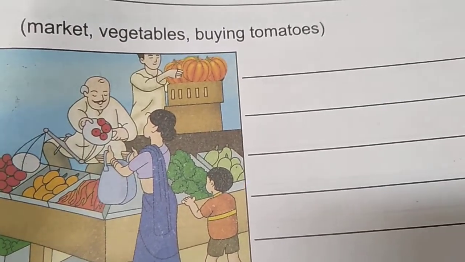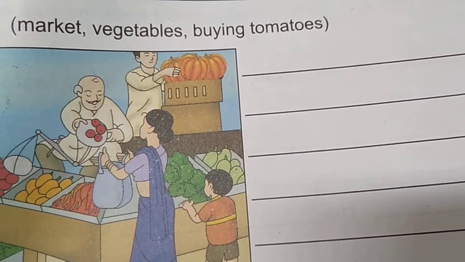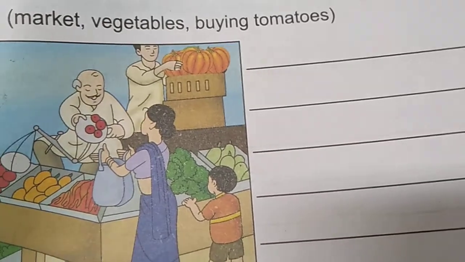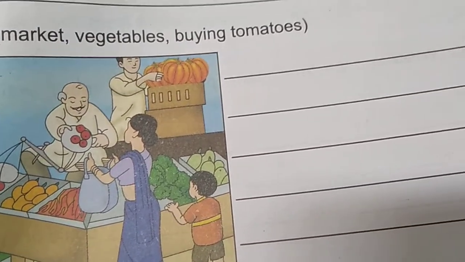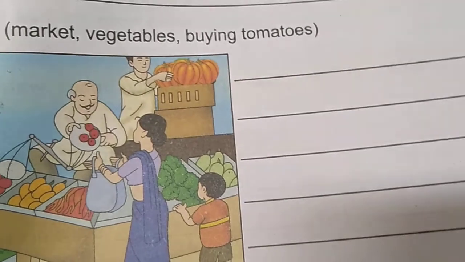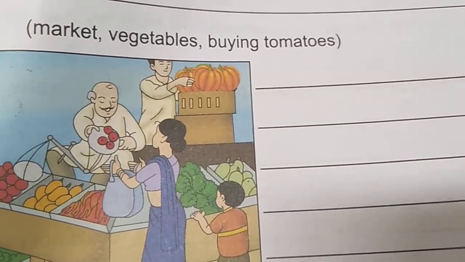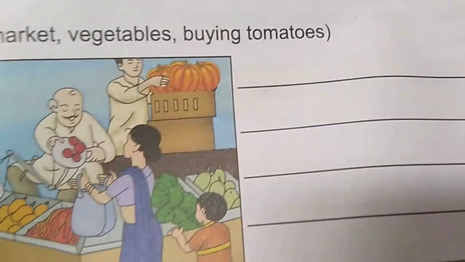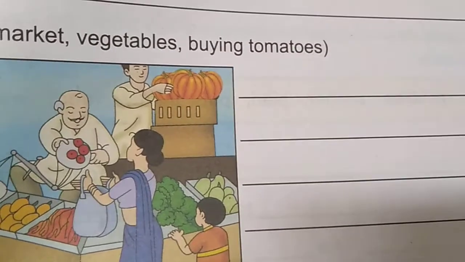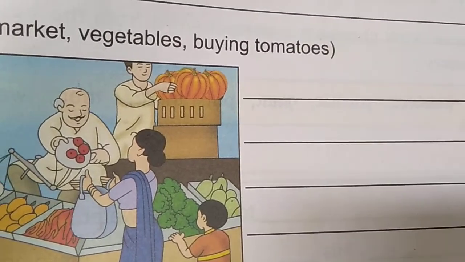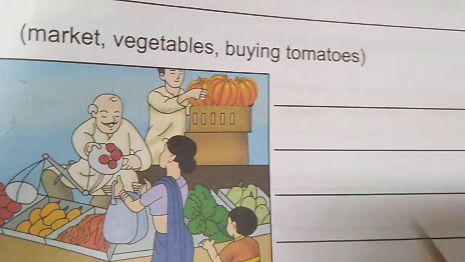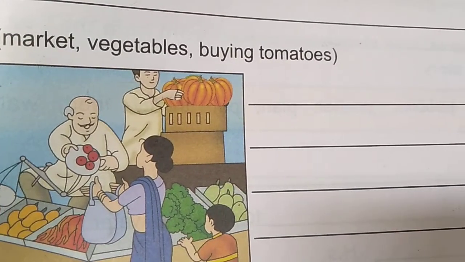Yes or no? So you see there, so many vegetables are there with the vegetable seller, and he is an old man. And you can also see the boy there. What is he doing? He is setting the pumpkins. Which vegetable is this, children? Pumpkin. He is setting the pumpkins.